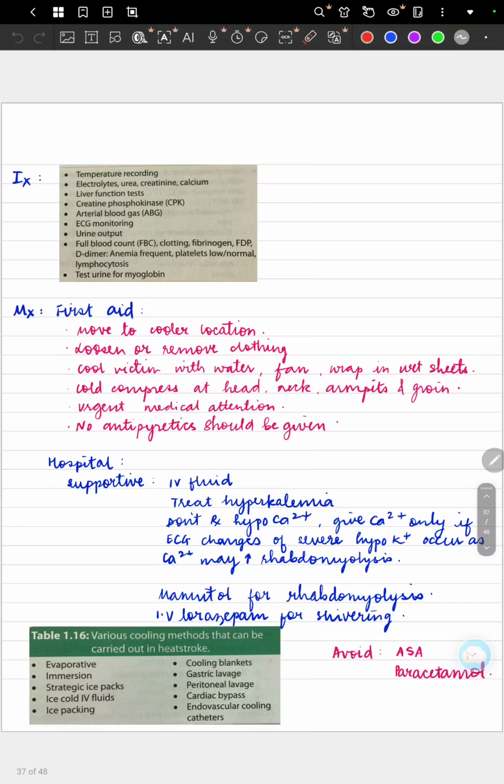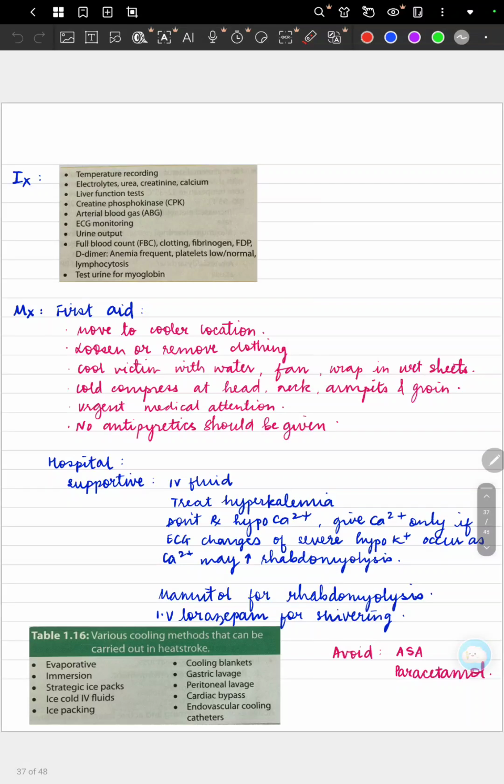Then mannitol can be given, and IV lorazepam for shivering. Then avoid any antipyretic agents like paracetamol. Various cooling methods that can be carried out in heat stroke are immersion into ice packs, immersion into water, and strategic ice packs.